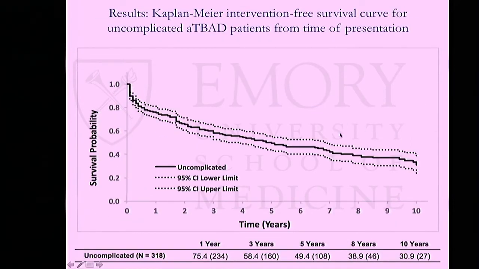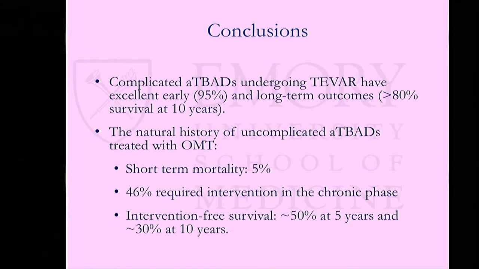And finally, this is the last figure I want to look at. This is our intervention-free survival, just like the Mass General one. Theirs was, I think I said 40%. Ours is even worse. So if you look at only uncomplicated patients who showed up within the Emory Health System, were treated with medicine first, how many of them were still alive or did not require an intervention at 10 years? Only 30%. So this is pretty damning evidence that medical therapy, while it does provide good short-term outcomes, long-term, it's not good.